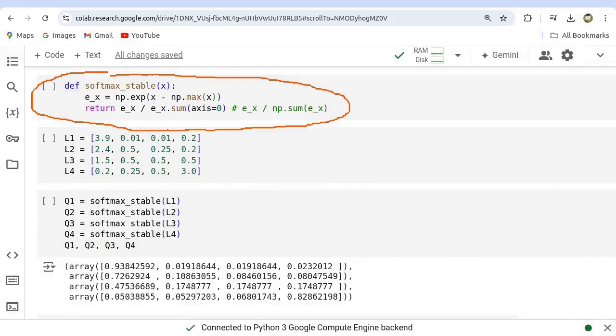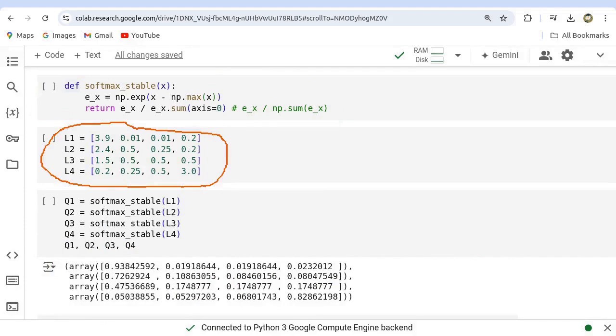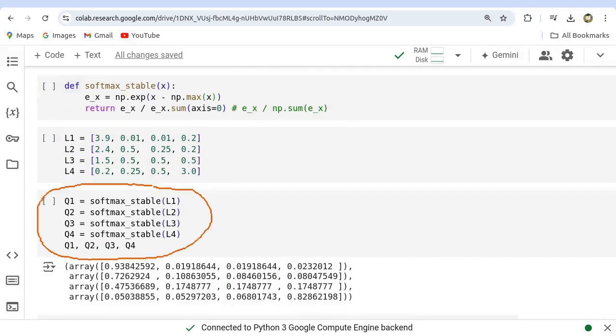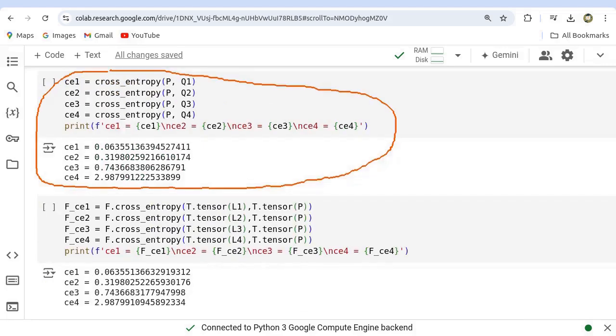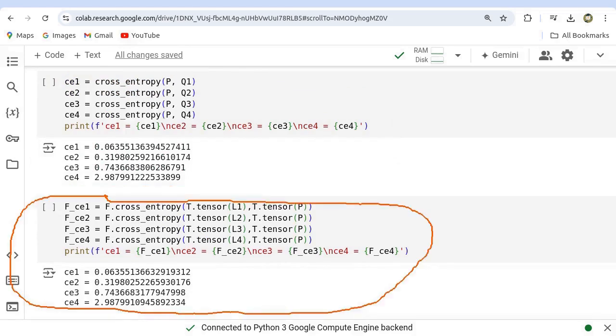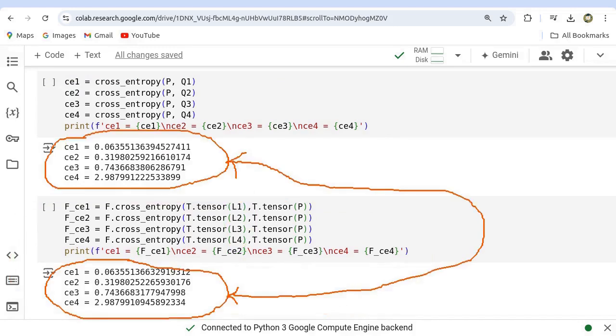Before we answer the question why that was, let's define a softmax function. Pause the video for details. Let's define inputs to our softmax function, and convert these inputs into probability distributions, named q1 to q4. The cross-entropy values are calculated between p and q. Now we calculate the cross-entropy using p and L instead of q. This time, the result agrees.